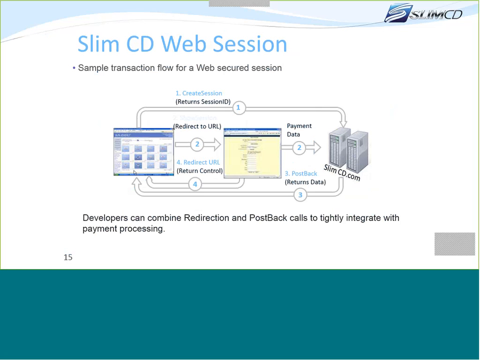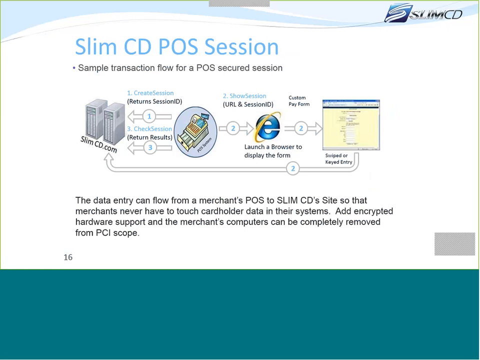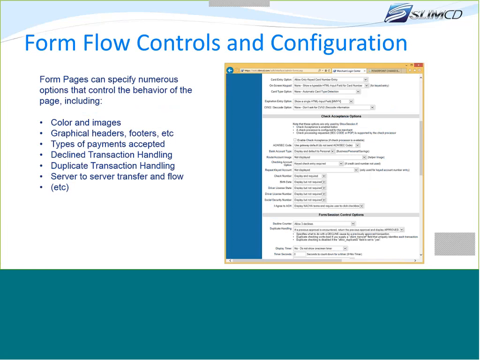So it redirects to the Slim City site, and the Slim City site redirects back to the shopping cart or checkout page. So that's more of a web session flow and pause session flow. We can't redirect back to a point of sale, so we have the ability to call check session, which in a polling mode will monitor what's happening on the session. I actually have people using this type of architecture in the web world as well. So all three of these architectures are available for you and very easy to configure.